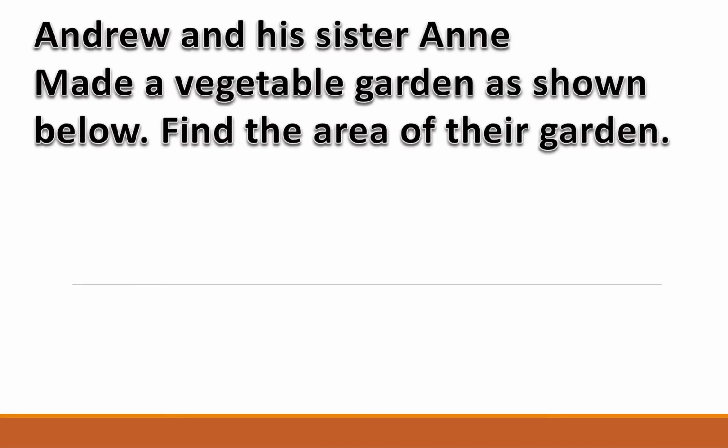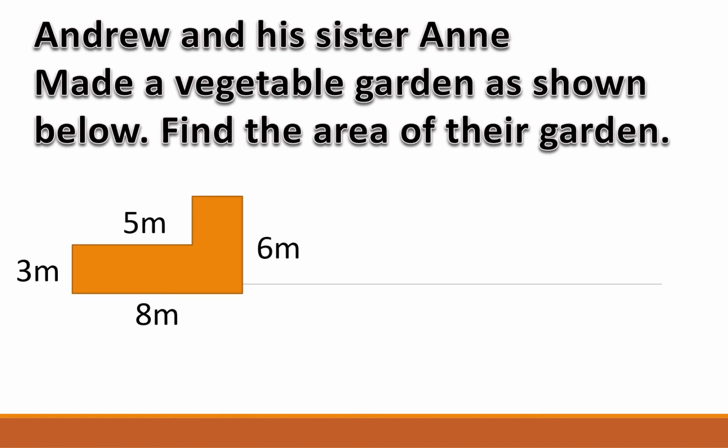Now, class, let us analyze this problem. Andrew and his sister Anne made a vegetable garden as shown below. Find the area of the garden. So, this is the garden now. The garden is in an irregular shape. Okay, it's like an L.